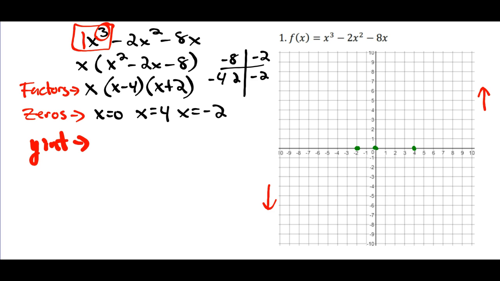So when x equals 0, y equals 0. And if you think about it, that makes sense because I've already graphed that. You can't have another y-intercept because then you don't have a function. So I've got my factors, I've got my zeros, I've got my y-intercept.